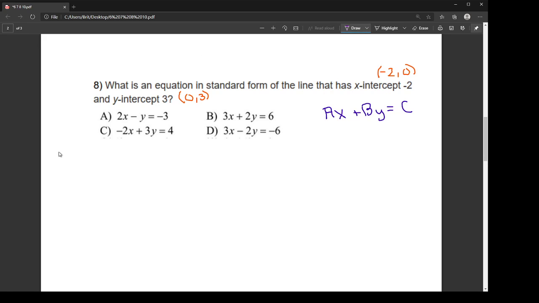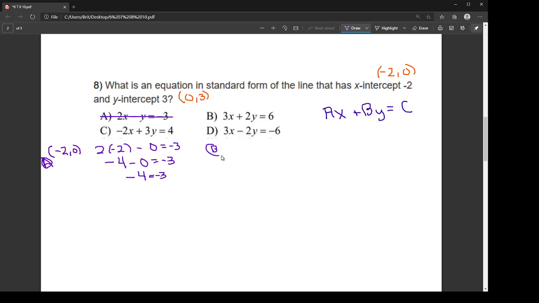So on A, I'm going to plug in -2, 0. So I have 2 times -2 minus 0 equals -3. So 2 times -2 is -4. And -4 minus 0 is -4. So for A, I'm going to put an A here, my first point didn't work. So we can eliminate that option.